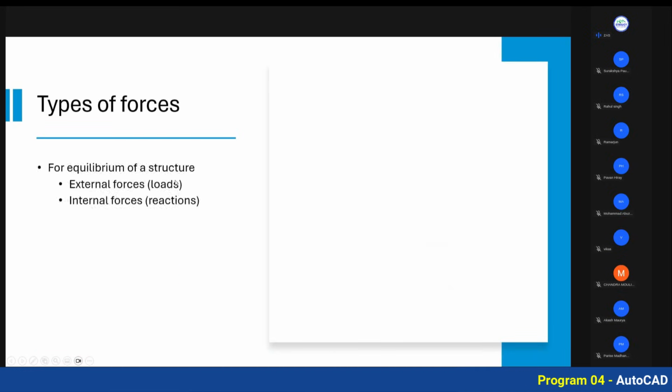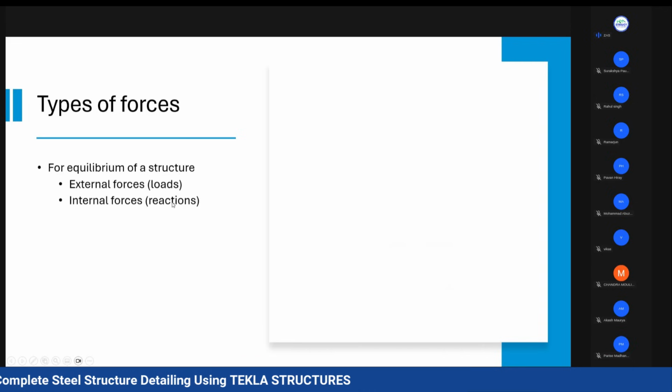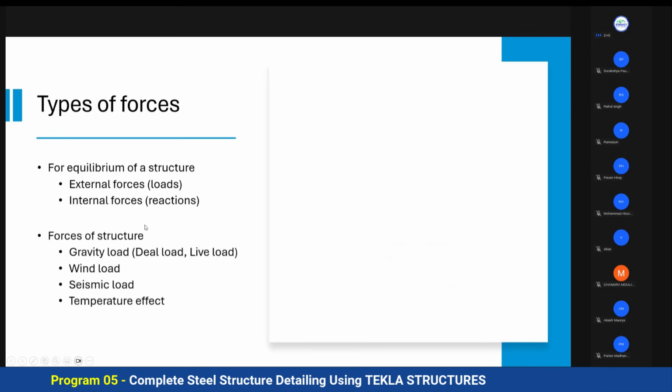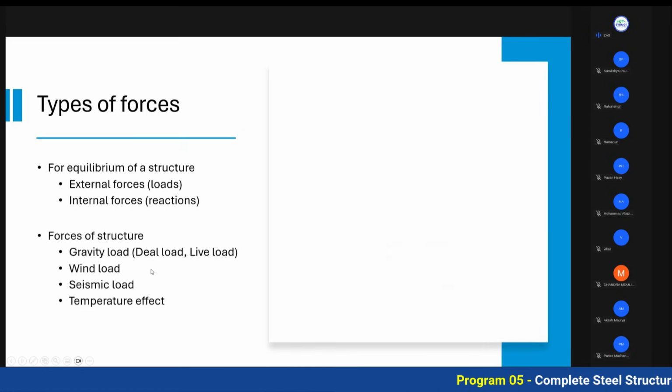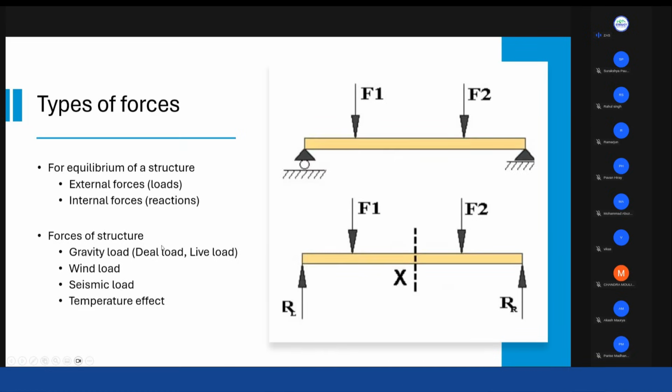Type of forces that we will be having. There will be certain external forces, the forces which we are applying on the member, and because of those external forces, there will be certain internal forces which are the reactions. Or you can have forces depending on the type of force. Either it could be a dead load, live load, wind load, seismic load, or temperature effect. So these are some forces.